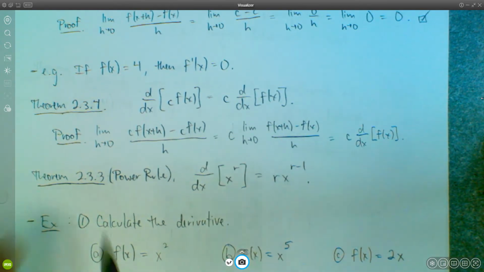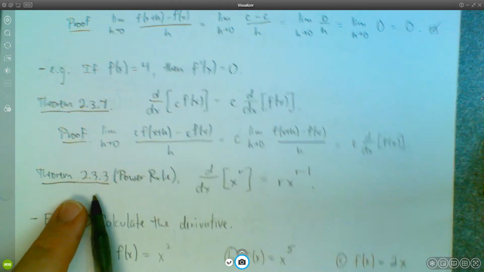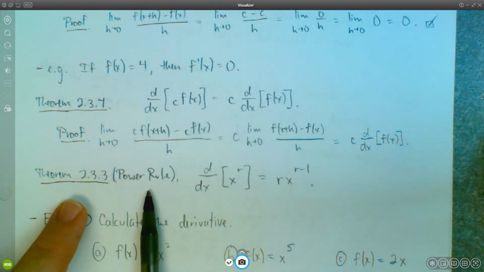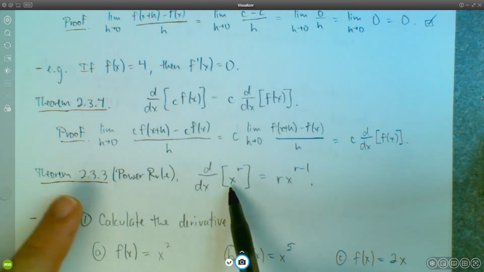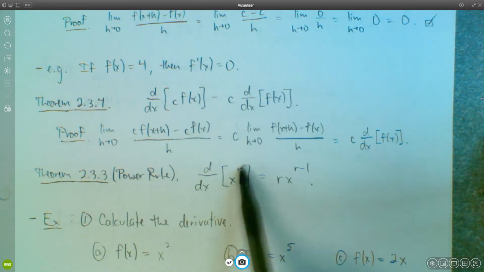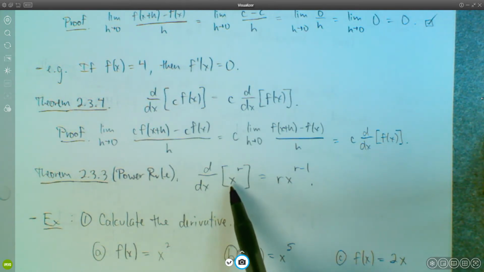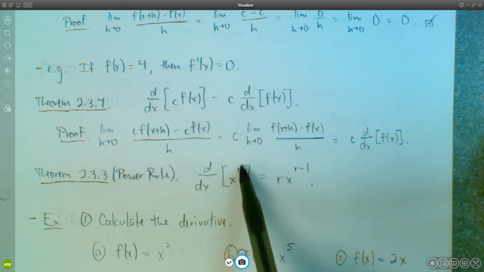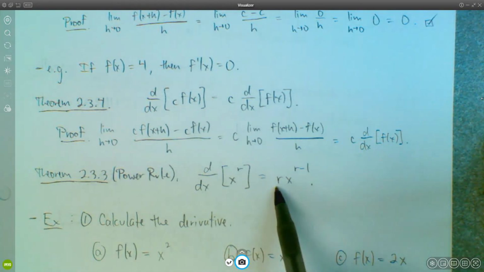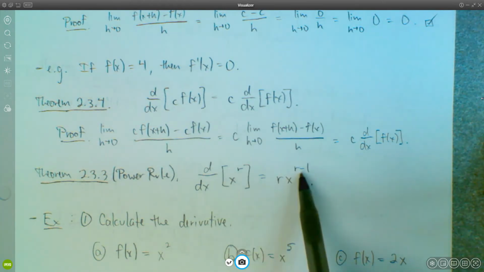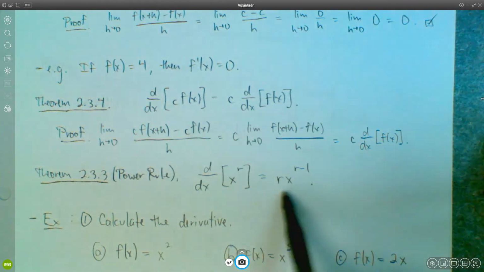Okay, and then one more building block and we'll practice a little bit. This one's called the power rule. The power rule says if you're taking the derivative of some function, or of some monomial, right? This is a monomial. So if you're taking the derivative of some monomial, you can pull the exponent down and then subtract 1 from the exponent, and that's the derivative.